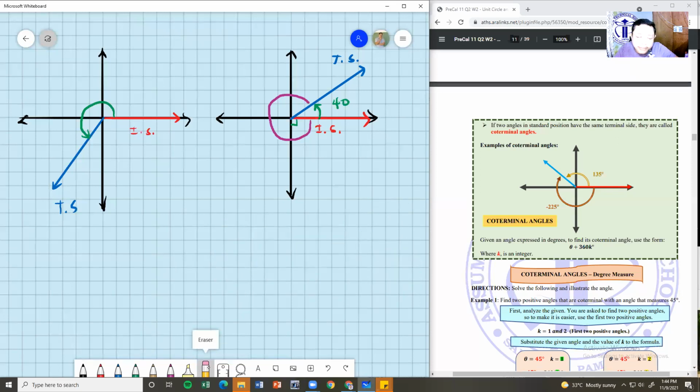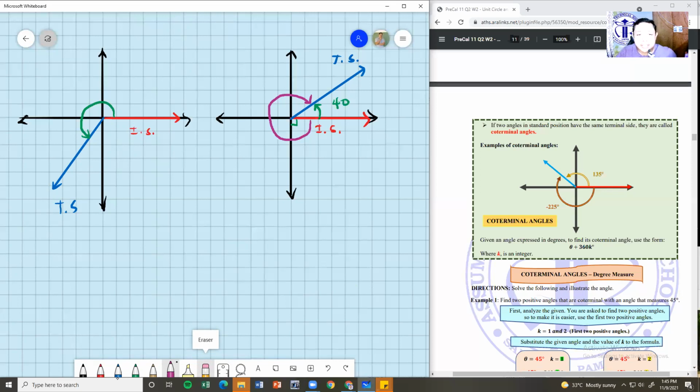We have here positive 40 degrees as one angle. And then we have another coterminal angle here, which is the purple direction. What do you think is the measurement of that? Type your answer in the chat box, please. What's the negative coterminal of 40?